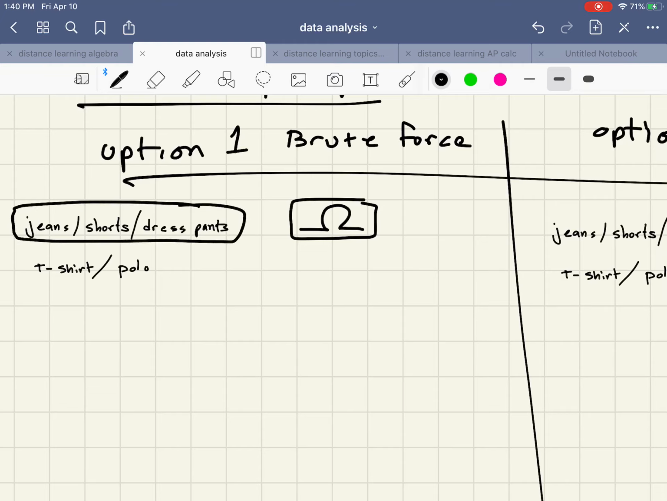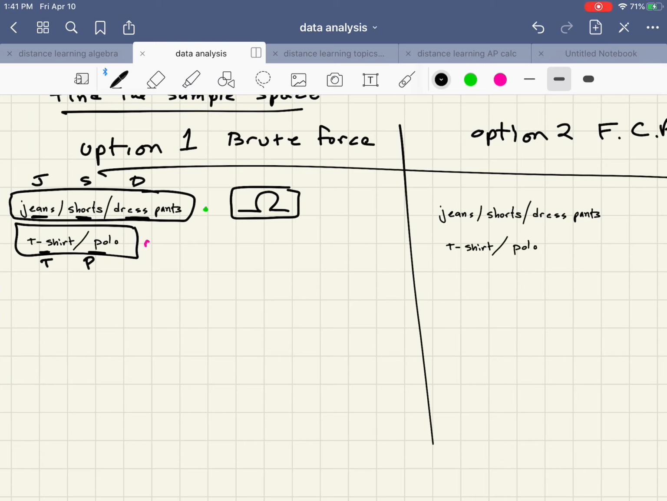It represents sample space. So if I was trying to figure out how many combinations, how many outcomes there are of having 3 choices for bottoms and 2 choices for tops. So we're looking at jeans, shorts, and dress pants, and then t-shirts and polos. You have to choose one from this group and one from that group. So I'm going to shorten them so I don't have to keep writing: J, S, and D, and then T and P. We need one from each group.